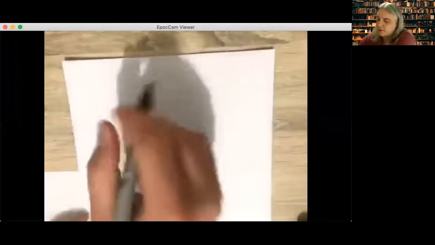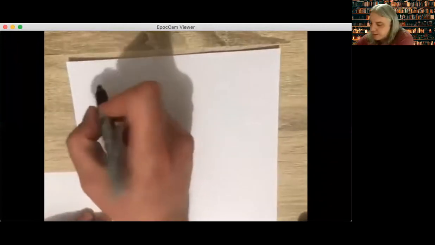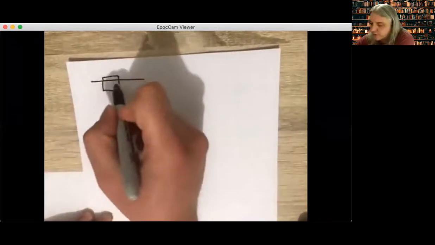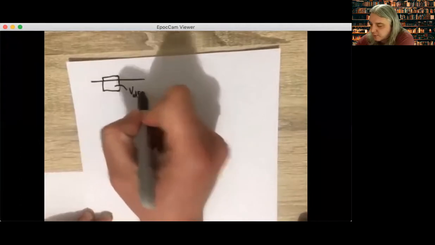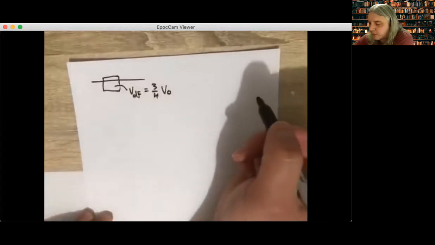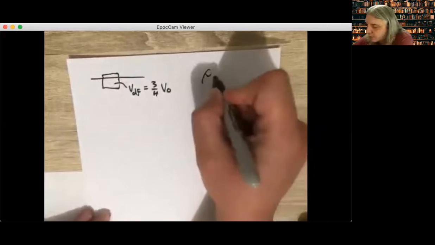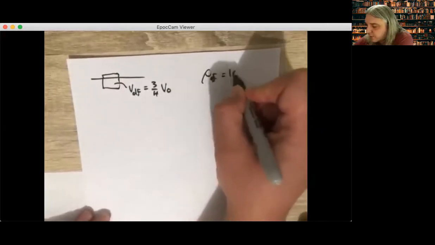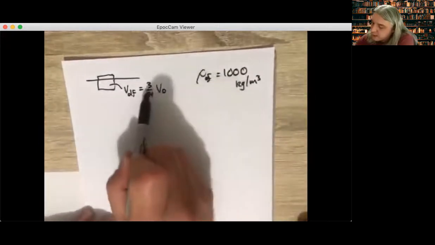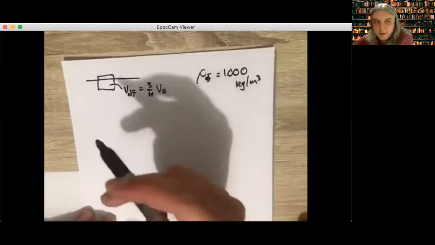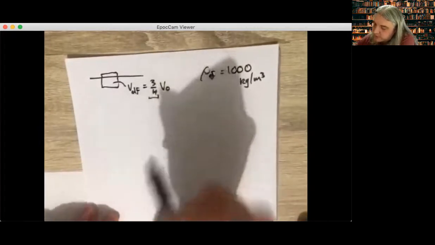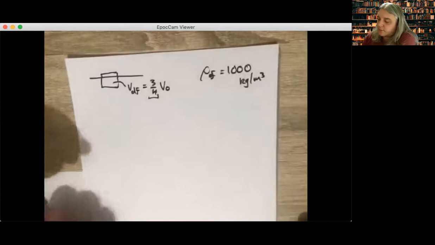First thing is to write down what we know, and that is that if it's floating 3/4 submerged, then that means that the displaced fluid volume is equal to 3/4 of the object volume. Right? So that's what we've been told. We've also been told that the density of the fluid is equal to 1,000 kilograms per cubic meter. So now, how can we figure out the density of our object? Well, we've got this fraction here, which is what was given to us.